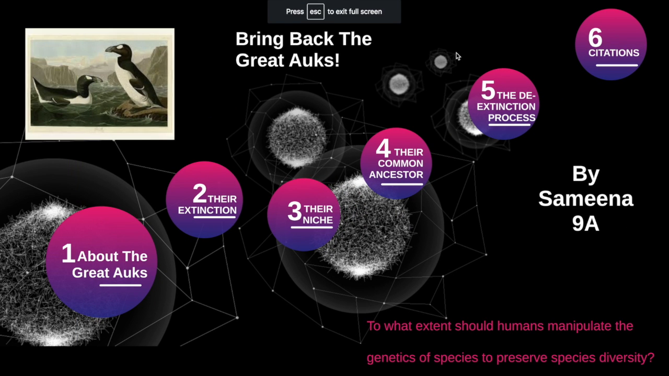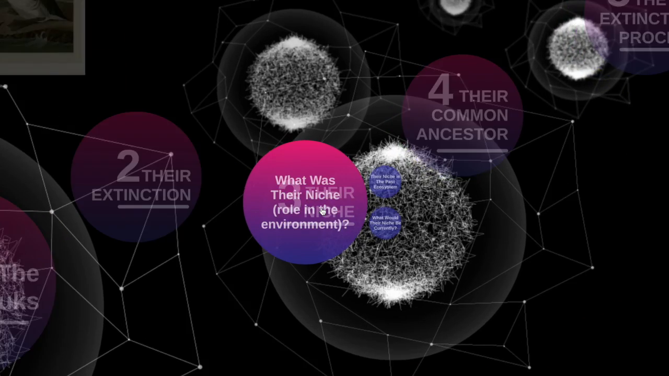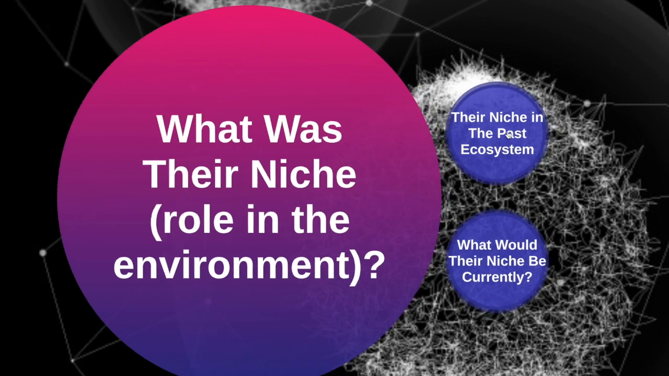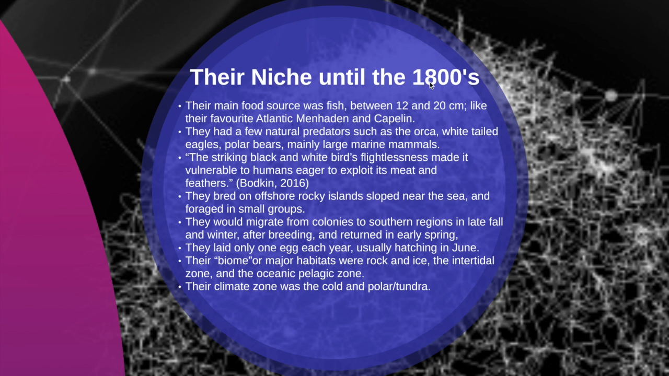Okay, so now I'm going to be talking about their niche, which is their role in their ecosystem. First, I'm going to talk about their niche in the past ecosystem, which was before the 1800s. Their main food source was fish between 12 and 20 centimeters, like their favorite, Atlantic menhaden and capelin. They had a few natural predators, such as the orca, white-tailed eagles, and polar bears, which were mainly large marine mammals.